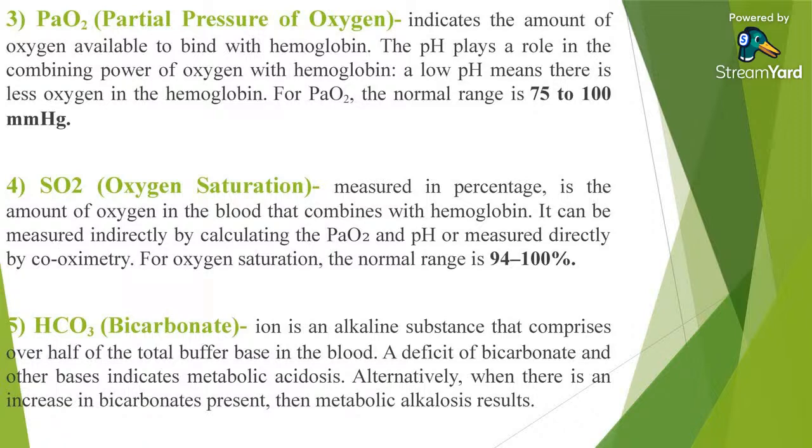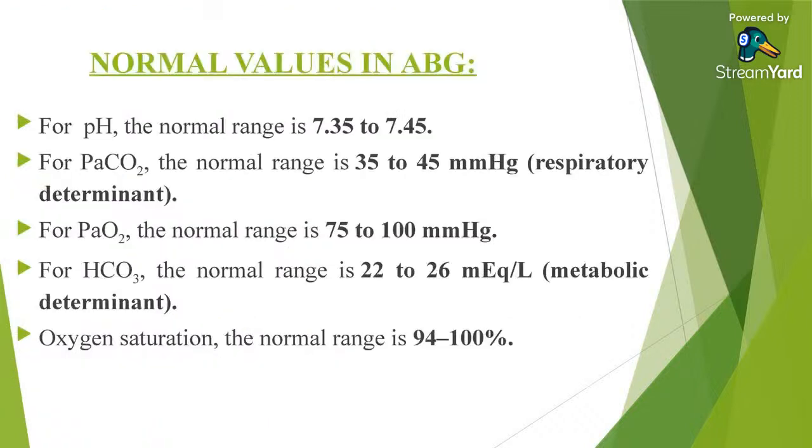Next component is your bicarbonate. It is an ion and an alkaline substance that makes up over half of the total buffer base in the blood. A deficit of bicarbonate and other bases indicates metabolic acidosis in your body. Alternatively, when there is an increase in bicarbonate, then metabolic alkalosis results.